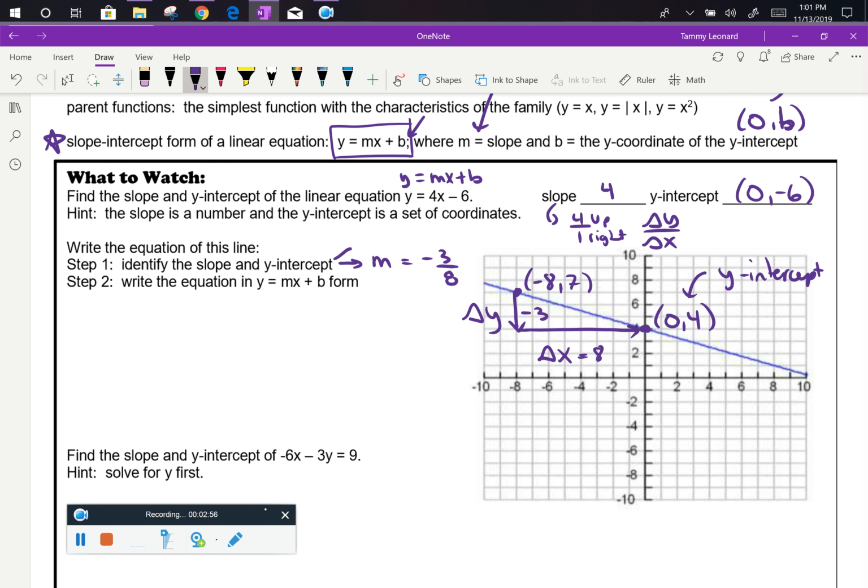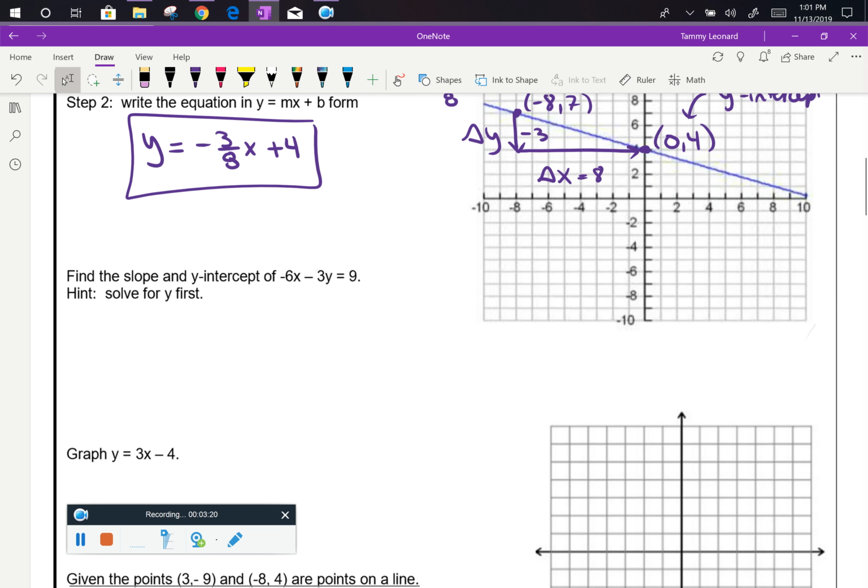My y-intercept was the point 0, 4, so the b is 4. I can now plug those numbers in or substitute them into y equals mx plus b. So my equation will be y equals negative 3/8 x plus 4. I'm simply taking the pieces from the graph and putting them into the format.